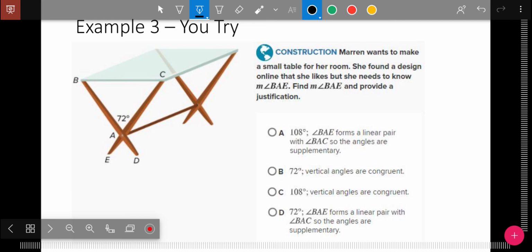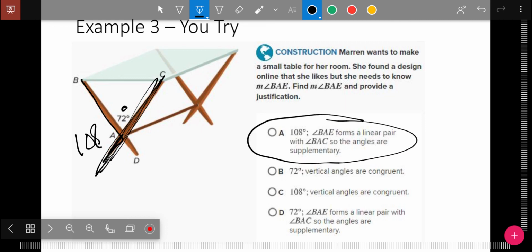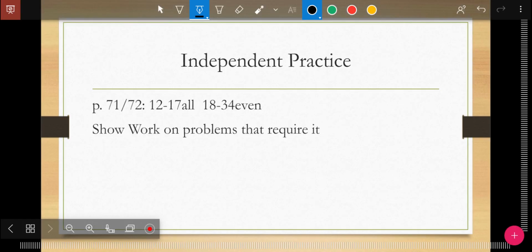All right, you can continue to pause if you need to, but we're going to talk about it here. This angle that they gave you right here and BAE form this straight line. And so they add up to 180. So this is 108. All right, because that makes 180. And that's because of linear pair. All right, and so they use the word supplementary. I don't know if we've talked about that a lot in class yet, but we have talked about linear pair today. So hopefully you got that. All right, go ahead and give it a try.